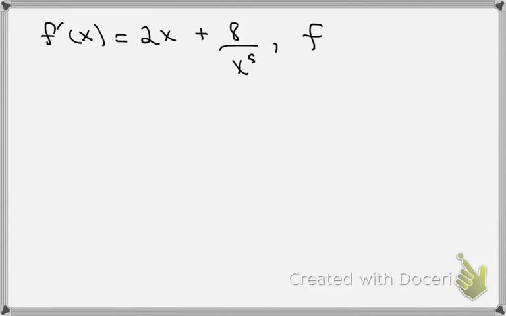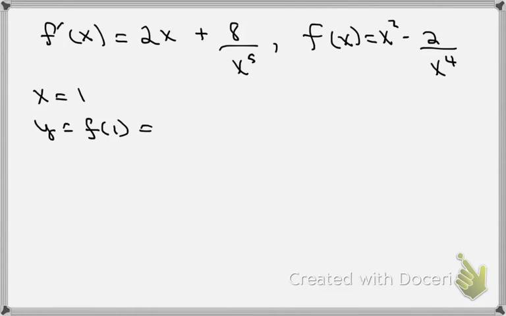And my function, f of x, if I remember, was x squared minus 2 over x to the 4th power. All right, I'm looking at the x value, x equals 1. I know that I can find the y value by plugging that into the function, so y is going to be f of 1, which is 1 squared minus 2 over 1 to the 4th power, or 1 minus 2, or minus 1. So I have my point, which is (1, -1).